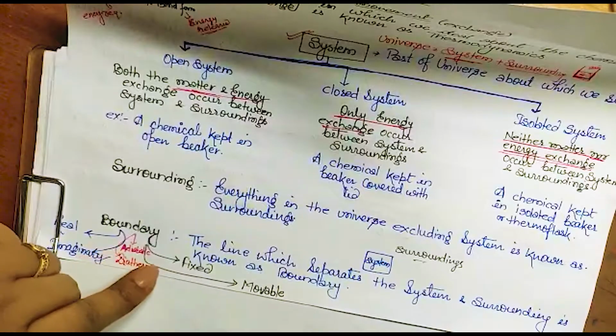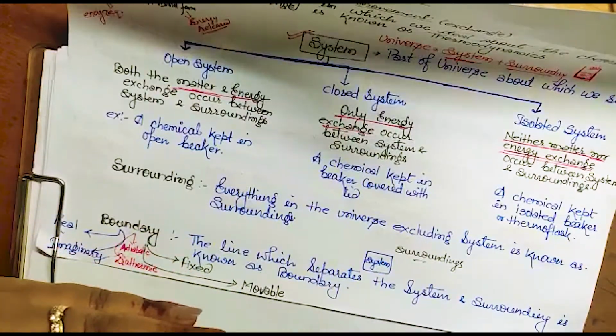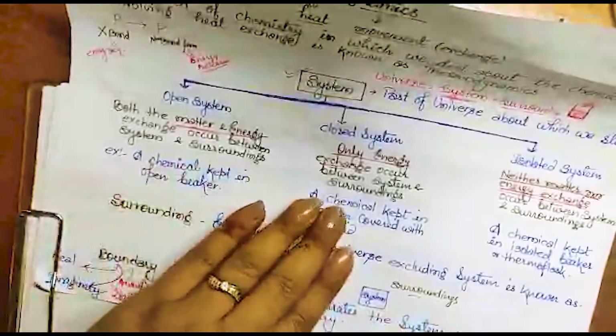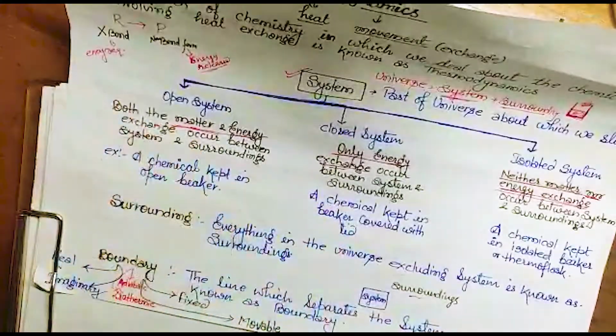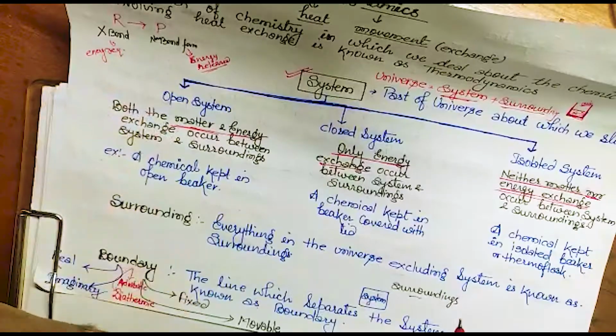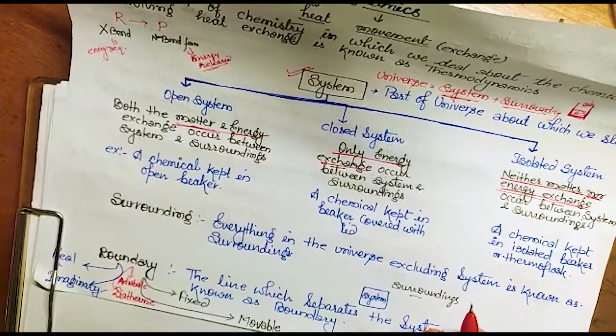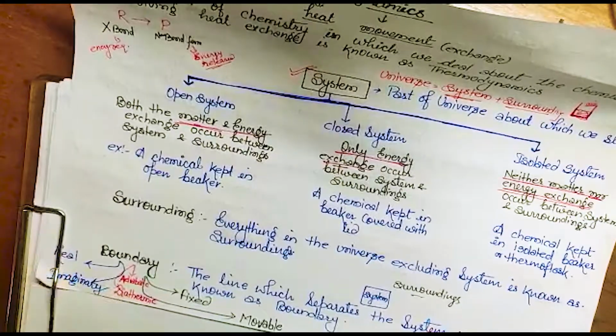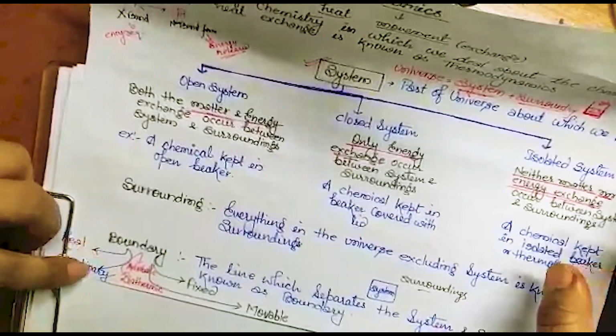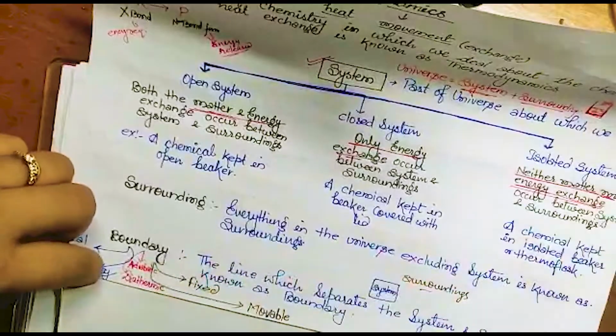And diathermic is where the heat can be exchanged, like we have kept in this case or this case, where it was going to be cooler. So that means the heat was transferring from the system to the surrounding. It may transfer from the surrounding to the system also, it depends. So that is called diathermic. We'll do it in detail. Okay, so this is for the boundary.